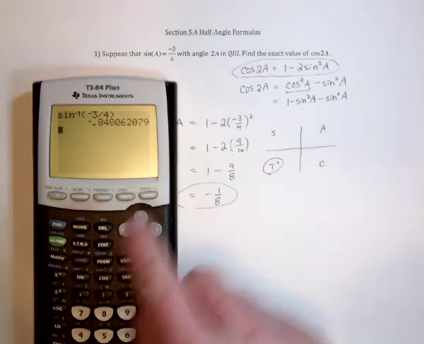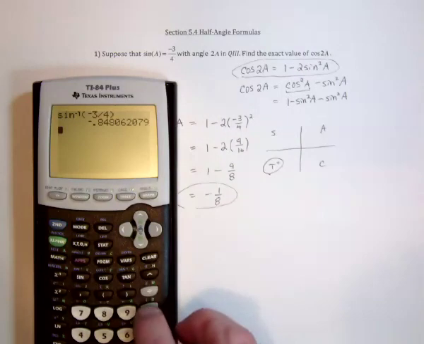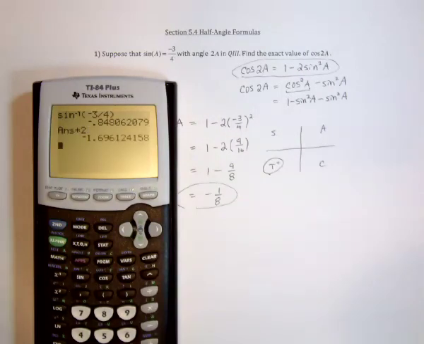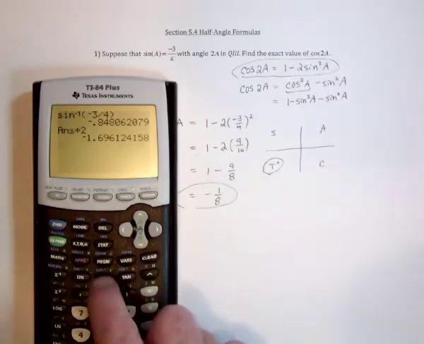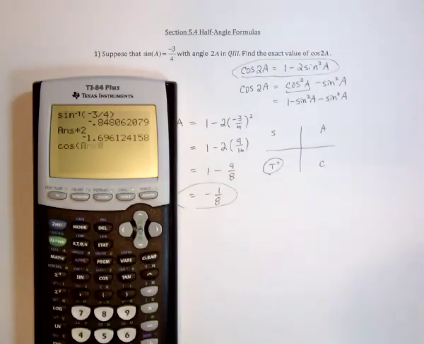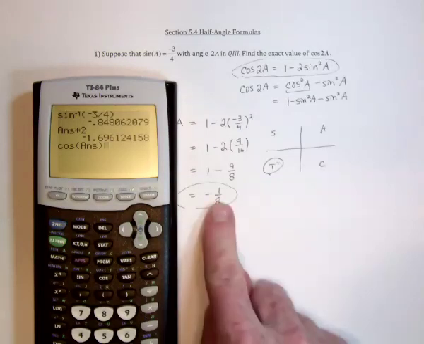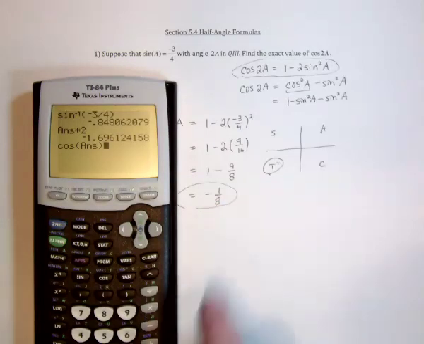So that's angle A. Now double that so that we've got 2a, so times 2, and now evaluate cosine of that. So cosine of that answer, and we should get the negative 1/8, which would be negative 0.125. There it is.